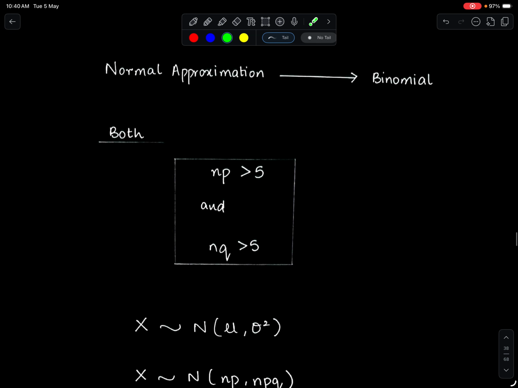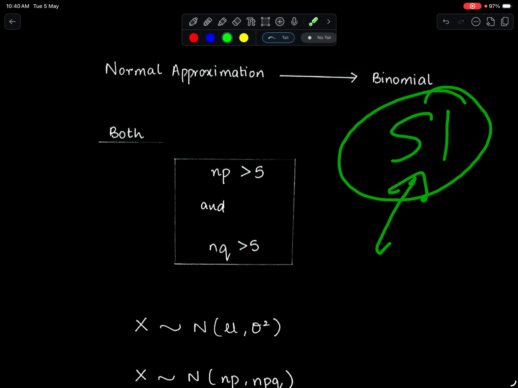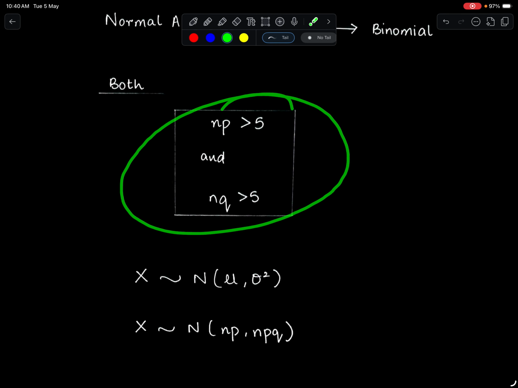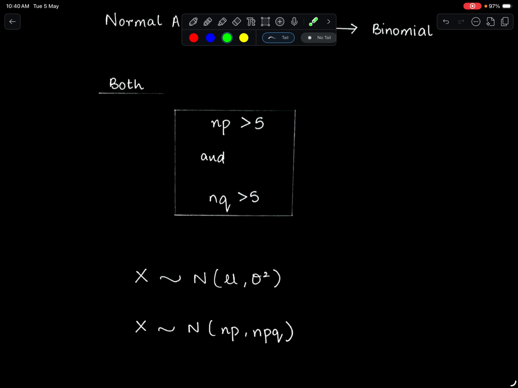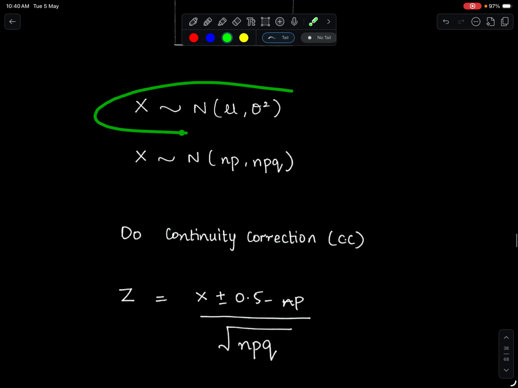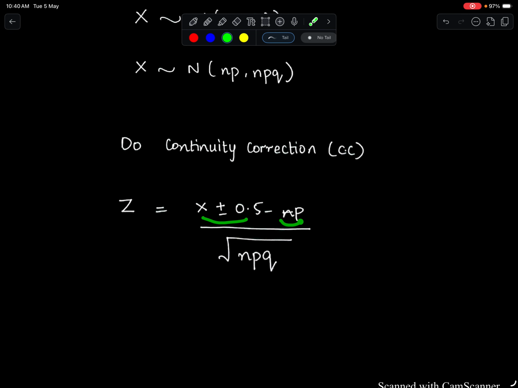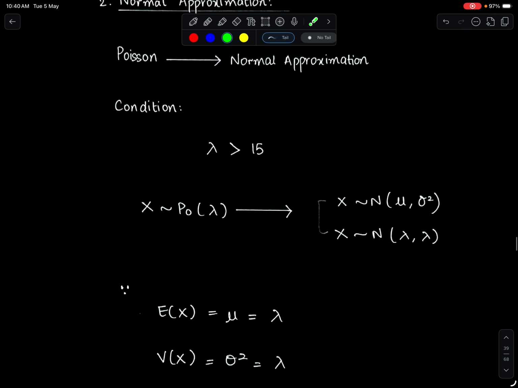Normal approximation to the binomial distribution. We did this in S1. This is just for revision, and we will use this concept in hypothesis testing as well. So we use this in S2. This is the condition for approximation: both np and nq are greater than 5. This is the normal distribution, and when we convert to normal approximation from binomial, we replace mu by np and sigma squared by npq. And this is the formula of Z with continuity correction: X plus or minus 0.5 minus np, divided by the square root of npq. For continuity correction, use a number line.